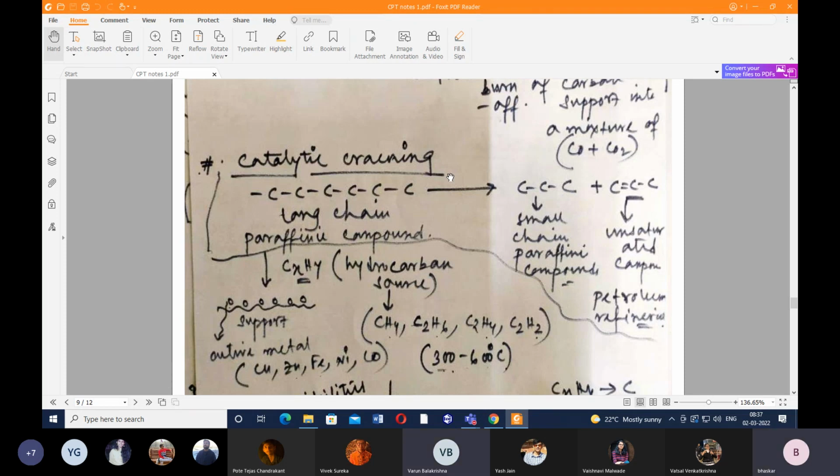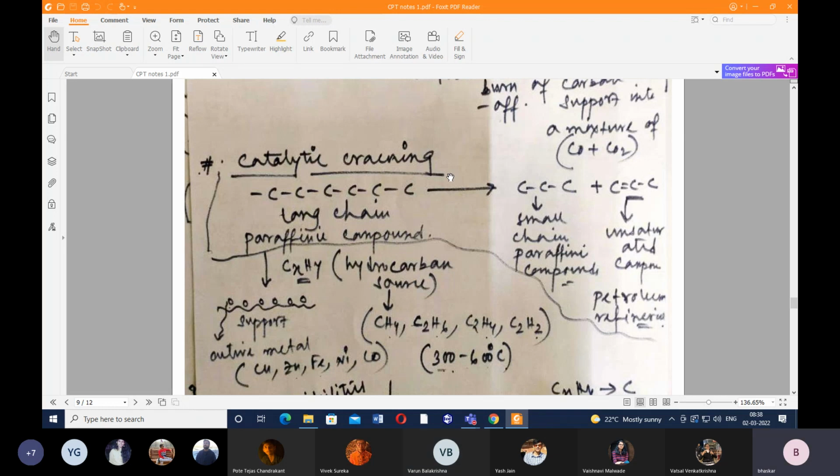So breaking long chain hydrocarbons into smaller chains by heating. Yeah, so is it a catalytic process or non-catalytic process? Your answer was catalytic, but it is not catalytic cracking every time. There is a method called thermal cracking also.